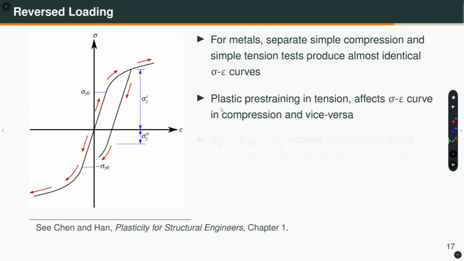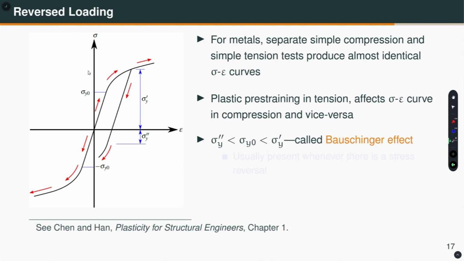So, the plastic pre-straining in tension, plastic means you have taken it beyond sigma y0, affects your sigma epsilon curve in compression and vice versa. Vice versa I will explain. So, that means the sigma y double prime is smaller than the initial yield stress. So, it is yielding at a much smaller yield stress, and sigma y0 is of course smaller than sigma y prime, which is this number here.